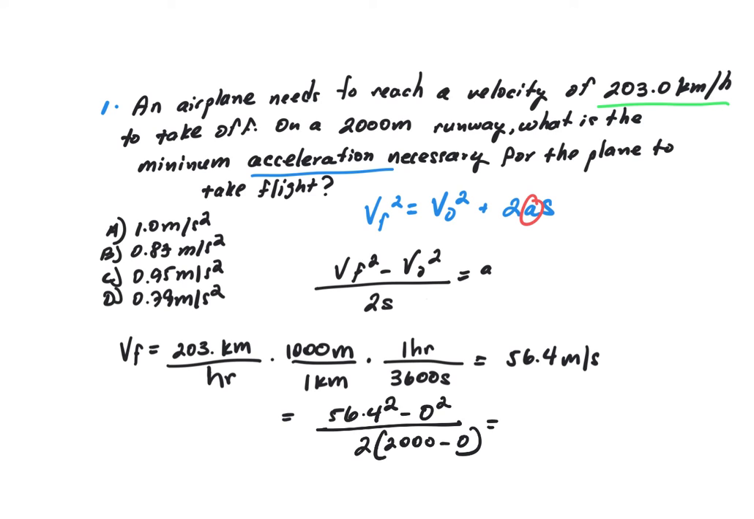When we do this calculation, the 56.4 squared comes out to be 3,180.96, over 2 times 2,000, so it's going to be 4,000. When you divide, you're going to get 0.79 meters per second squared. So the answer to this problem is going to be letter D, which is 0.79 meters per second squared.